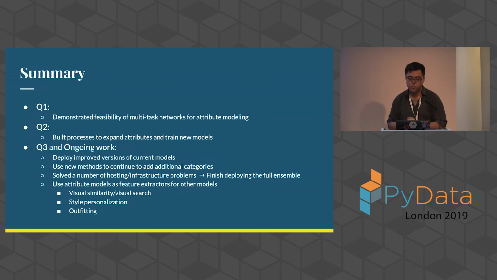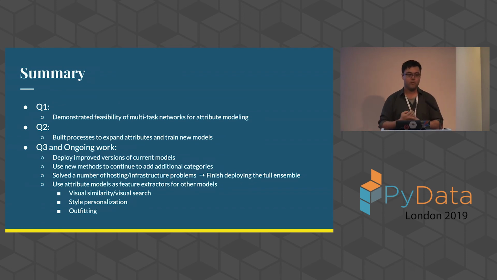Then in quarter three, we're looking to continue to deploy improved versions of our models. For certain categories that we built, there are some weak classes, so we want to go through and augment those sections of the data sets in ways that make sense. We're going to continue to use these methods to build out new categories. Like I said, it never ends, so we will keep on marching along.